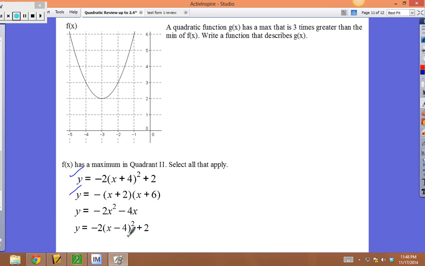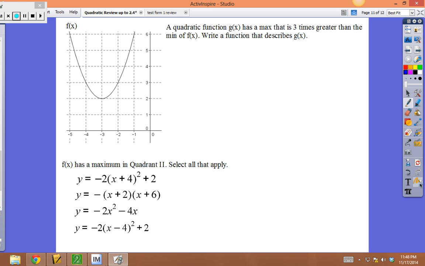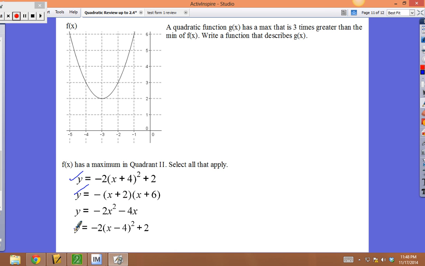This one. Let's do the bottom one. Okay, the bottom one, because it's so easy to graph. Just go right 4 up 2, right 4 up 2. So that's a no. Oops. So that's a yes, yes, no.